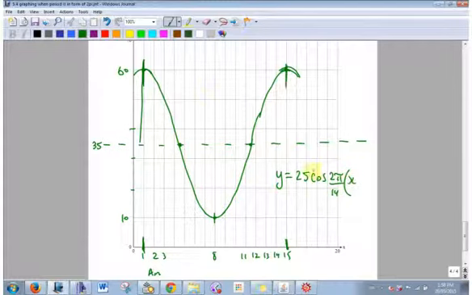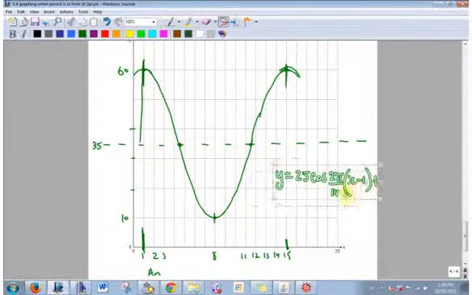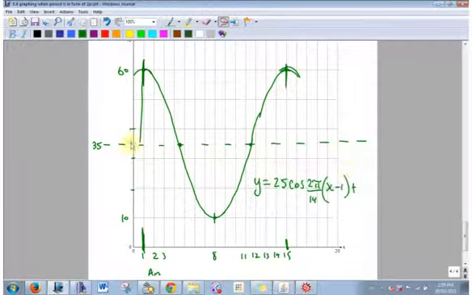I think it's an X. I used a Y anyway, so whatever. It might be a T. What's my phase shift? 1 unit to the right. And, oh, I can't write over there, darn it. I gotta move that. My displacement, how far is that dashed line above 0? 35. Okay.